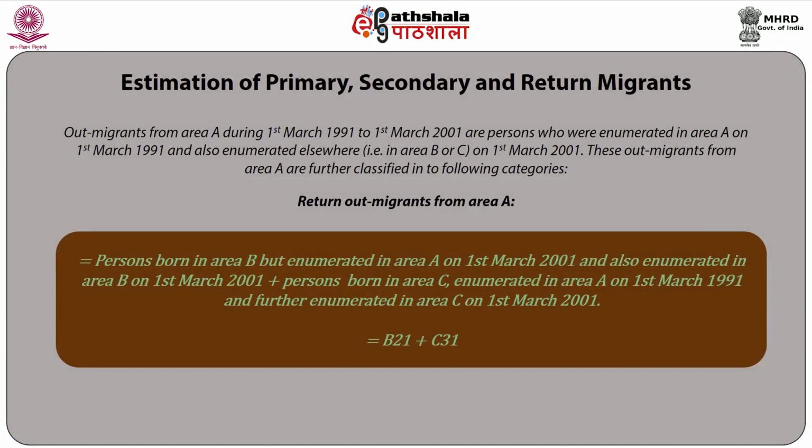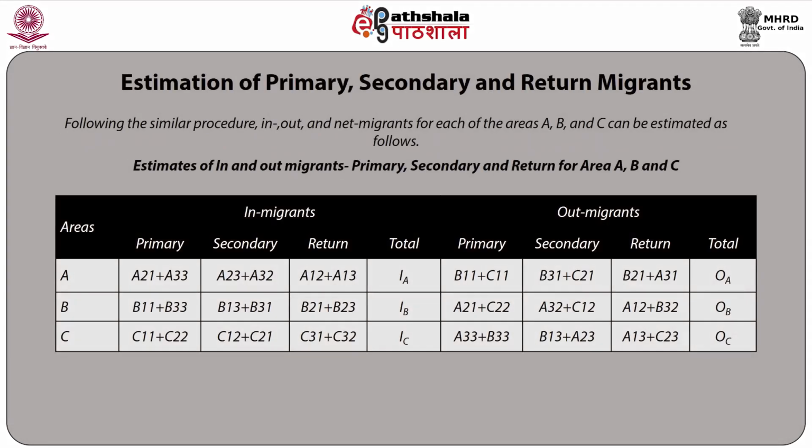Return out migrants from Area A equal persons born in Area B but enumerated in Area A on 1st March 1991 and also enumerated in Area B on 1st March 2001, plus persons born in Area C enumerated in Area A on 1st March 1991 and further enumerated in Area C on 1st March 2001, equal to B21 plus C31. Following the similar procedure, in, out and net migrants for each of the areas A, B and C can be estimated as follows.